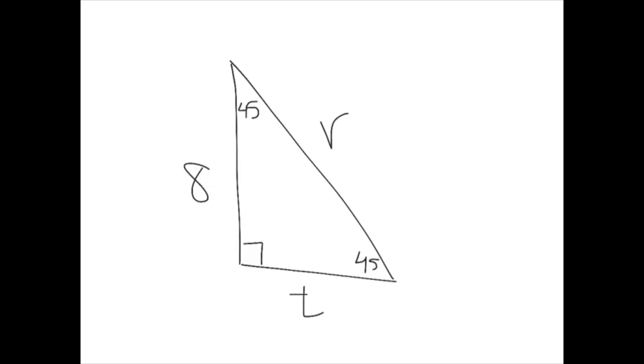Pause the video right now to solve on your own. Okay, since this is x, this is 8, this would also be 8, so t would be 8. And since r would have to be x radical 2, and 8 is x, so it would be 8 radical 2.